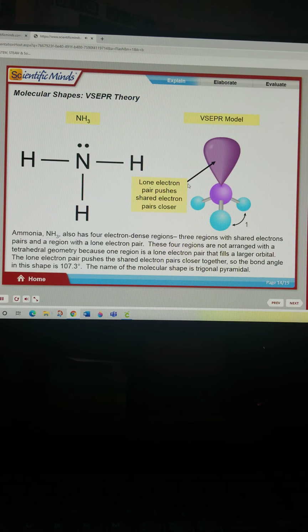Together, so the bond angle in the shape is 107.3 degrees. The name of the molecular shape is trigonal pyramidal.